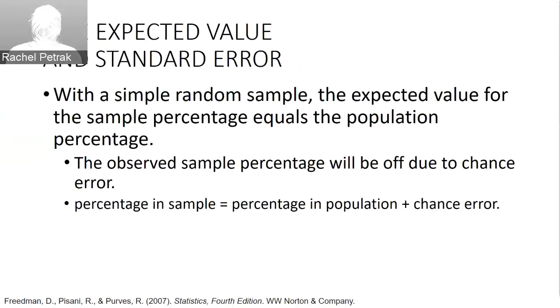When we look at sample surveys, they involve chance error. And as we discussed when we looked at sample surveys and methods of sampling, we know that introducing probability and the chance process into the sampling process is the most effective way to account for, to control bias. And because we have nice procedures for estimating chance error, it's a very effective model. With this simple random sample, the most basic probabilistic sampling model we've looked at, the expected value for the sample percentage is equal to the population percentage, but the observed percentage will be off due to chance error. Thus, the percentage in the sample is always going to be equal to the percentage in the population plus chance error.